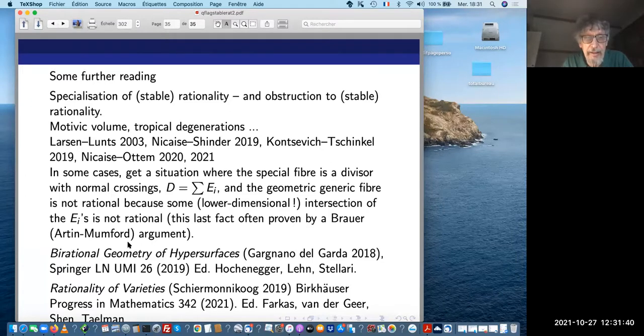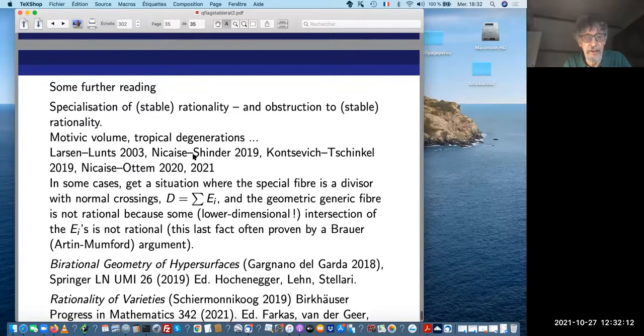And typically there is something quite spectacular: in some cases, you can have a specialization to a special divisor, which is a sum of smooth components. And then you can prove that the geometric generic fiber is not rational using the fact that some intersection of these components is not rational. The way you know the intersections are not rational is by using some Artin-Mumford type of argument, but then you can push yourself up in dimension and get that the total space is not rational. So, you can read these various papers on this topic.